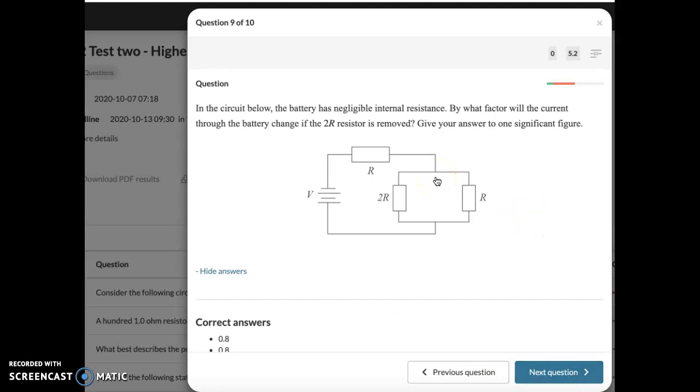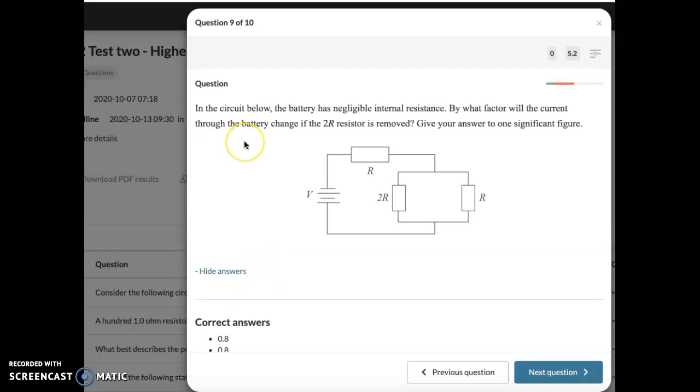Now, this is a tricky one. In the circuit below, the battery has negligible internal resistance. By what factor would the current through the battery change if the 2R resistor is removed? Give your answer to one significant figure.